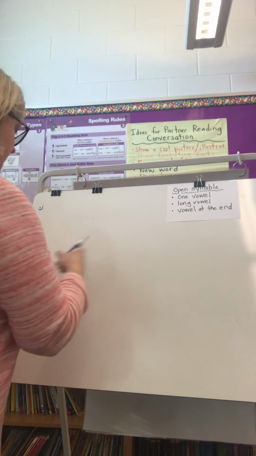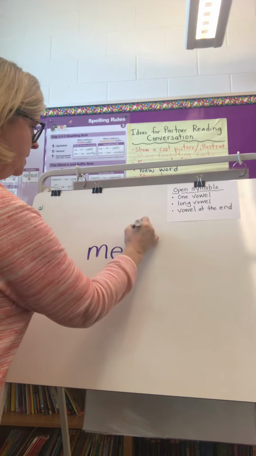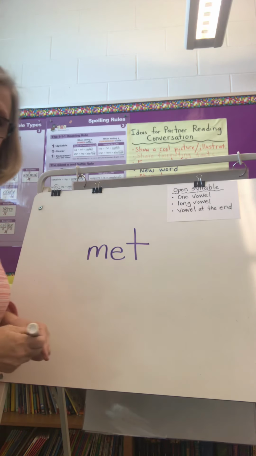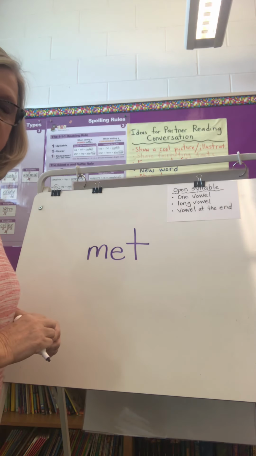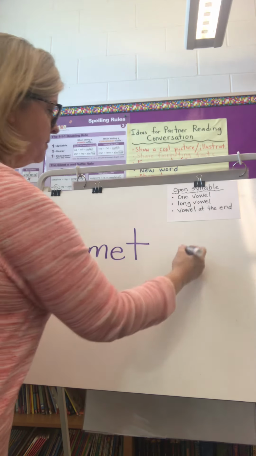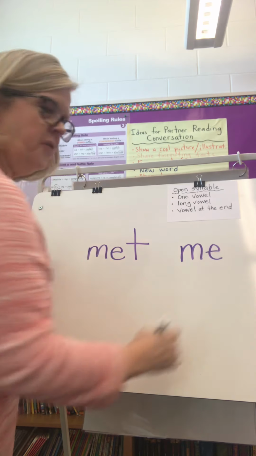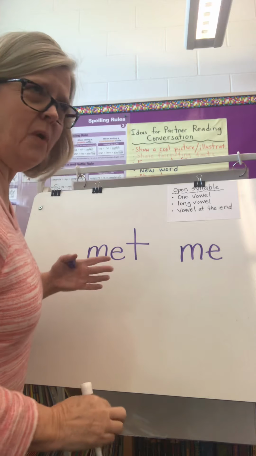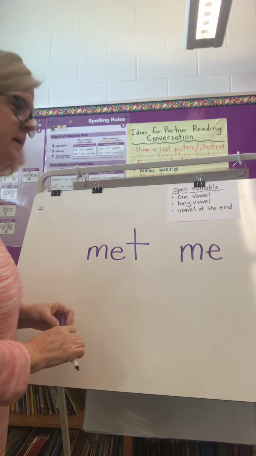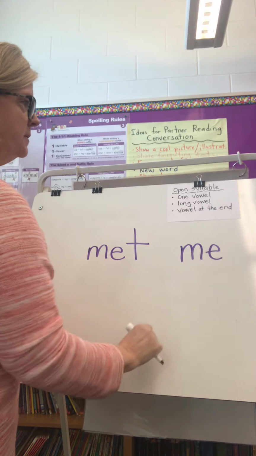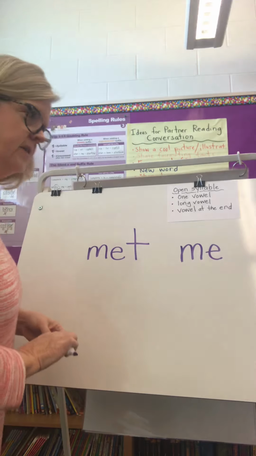Let's go ahead and do another one. This word is met, so if you could write down M-E-T, that's our closed syllable word. It has a short vowel. Please now go over here and write down the word me, M-E. Oh, this seems so familiar, like I saw it moments ago. We've taken the T off. We now have the word me, and it has one vowel. That vowel is a long vowel, and that vowel is at the end of the syllable.